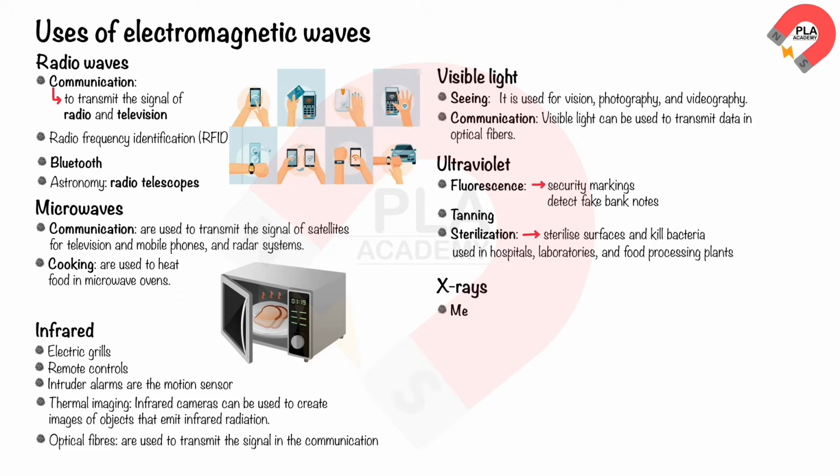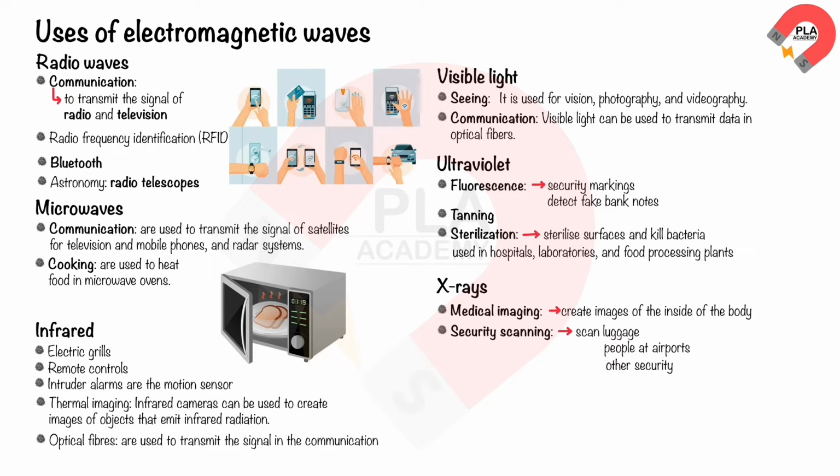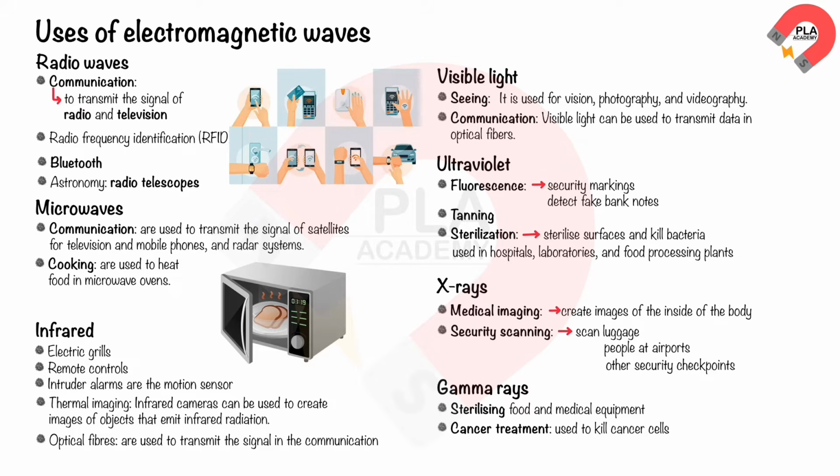X-rays. Medical imaging. X-rays are used to create images of the inside of the body. They are used to diagnose diseases and injuries. Security scanning. X-rays are used to scan luggage and people at airports and other security checkpoints. Gamma rays. Sterilizing food and medical equipment. Gamma rays can be used to kill bacteria and living things. Cancer treatment. Gamma rays are used to kill cancer cells.